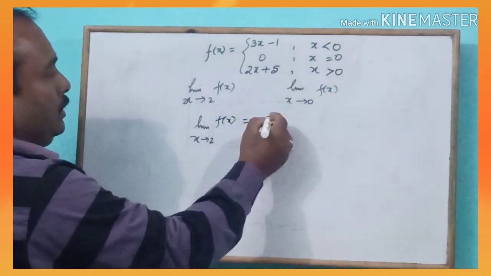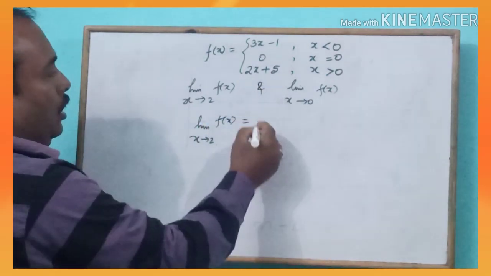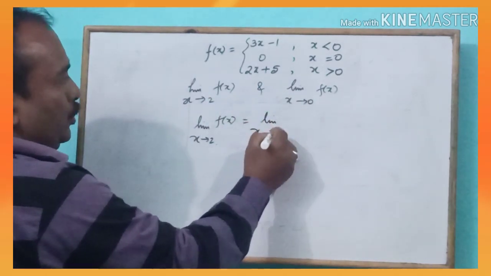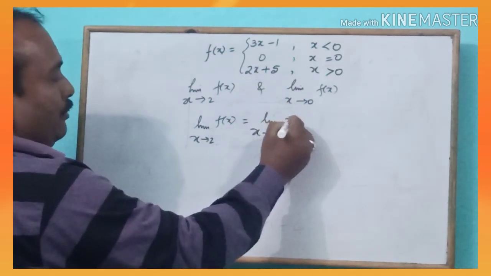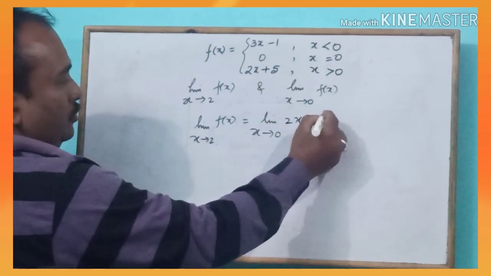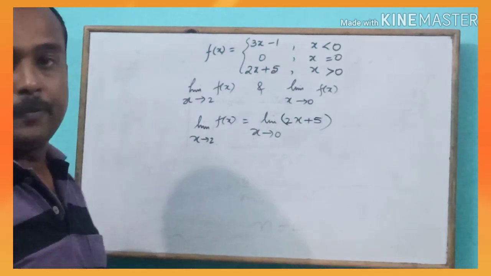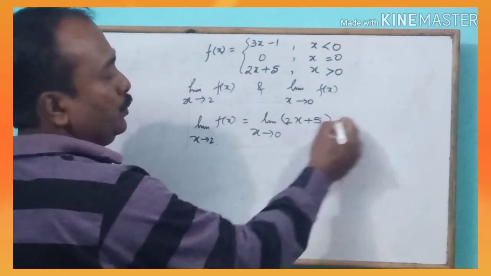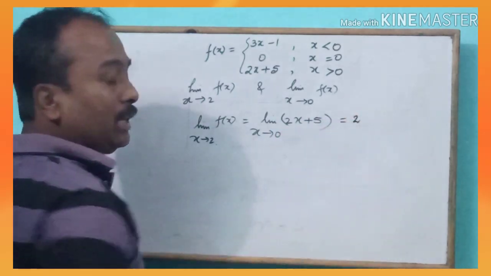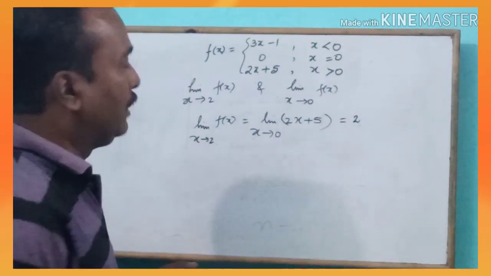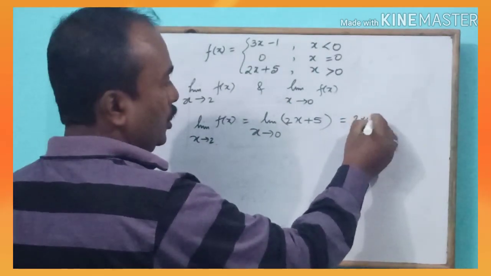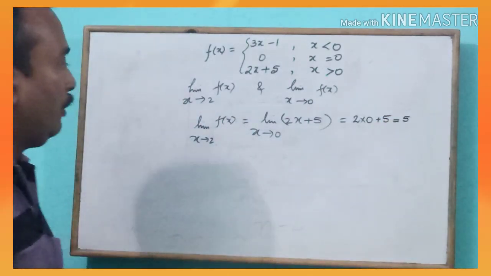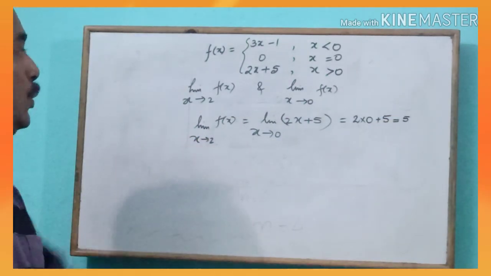We'll write it. We have to find these two things. We'll write limit x tends to 2. Greater than 0 means 2x plus 5. So we put directly the value, because it does not give anything meaningless or indeterminate form. 2 into 2 plus 5, that is 9 is the limit of f(x) when x tends to 2.